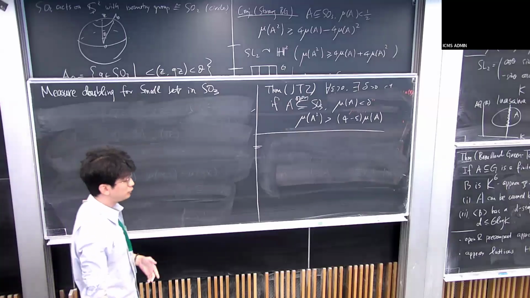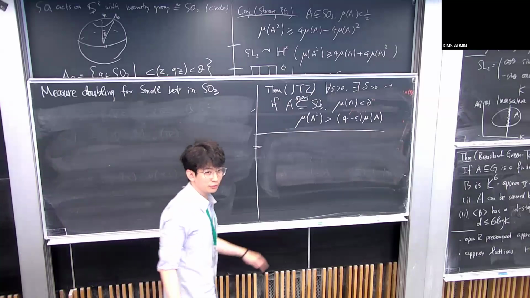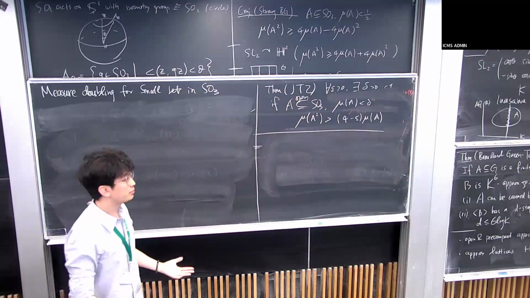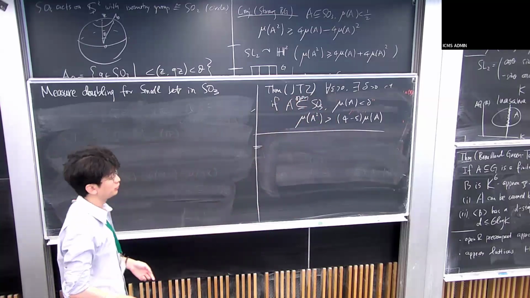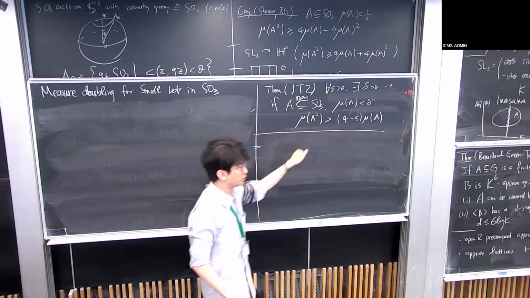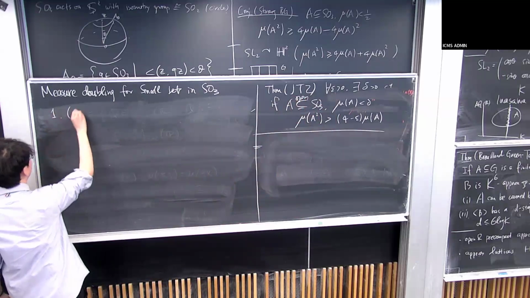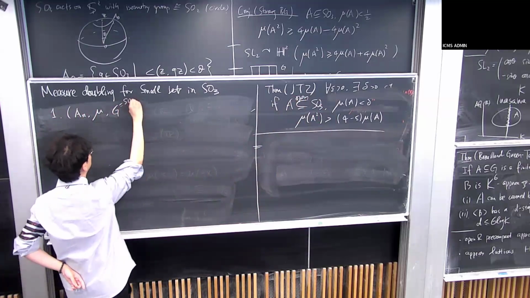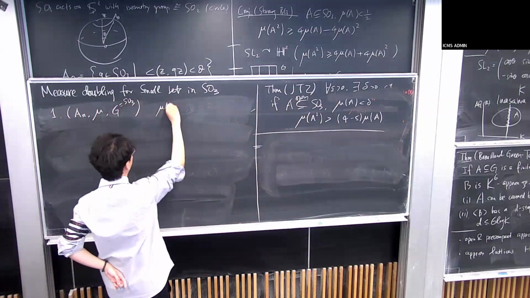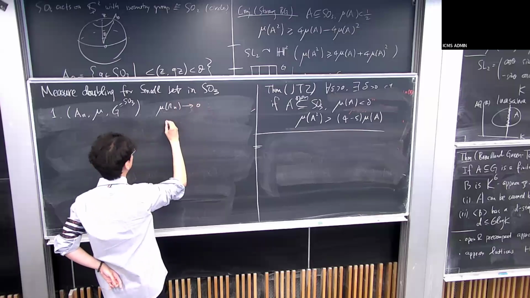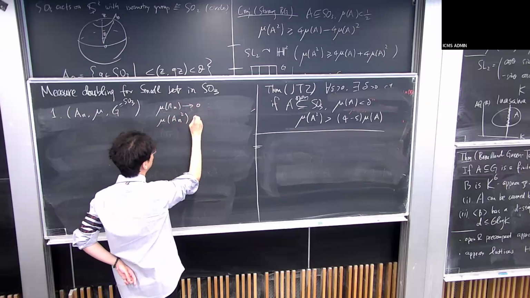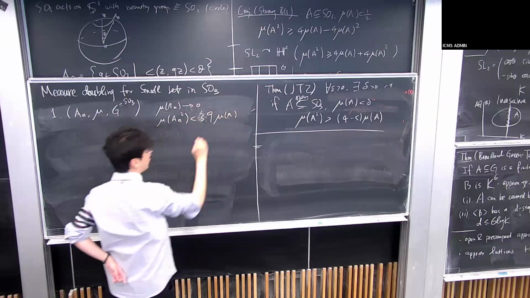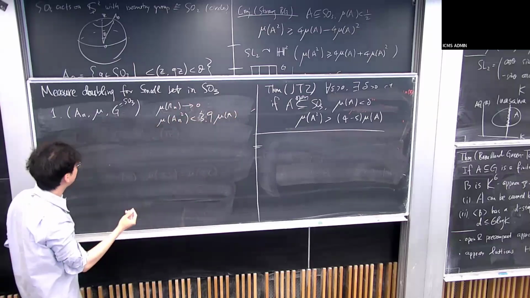The proof goes by contradiction, assuming you have a sequence of counterexamples. Because the conjecture is for sufficiently small sets, a counterexample means you have a sequence of sets A_n with measure going to 0, and none of them satisfies this inequality, where mu is the Haar measure and G is SO3. The measure of A_n goes to 0, and the inequality fails with constant 3.9, say. All these infinite sets are counterexamples.